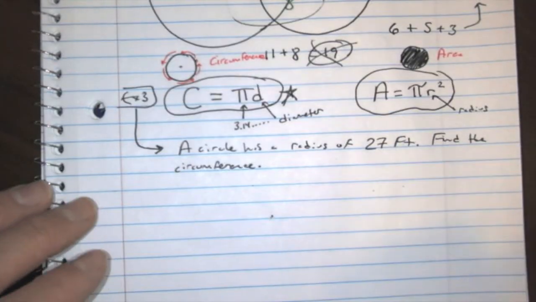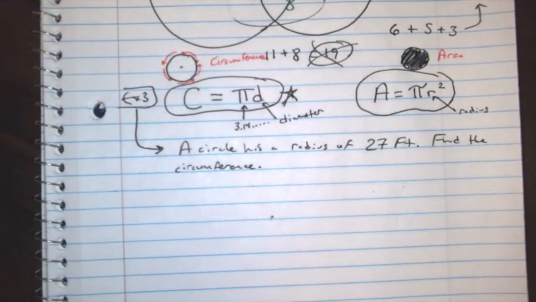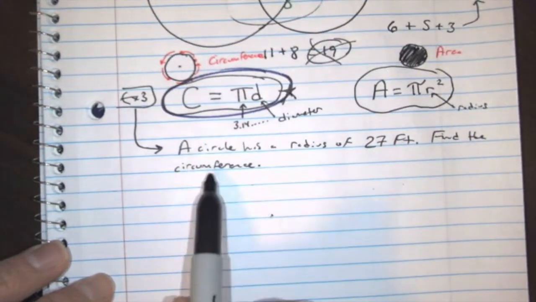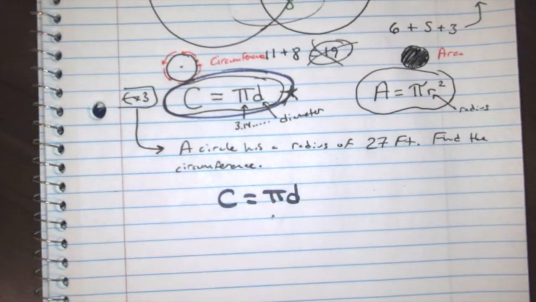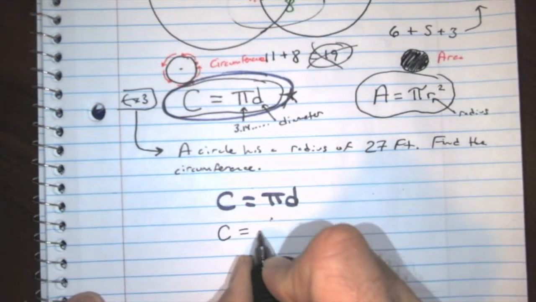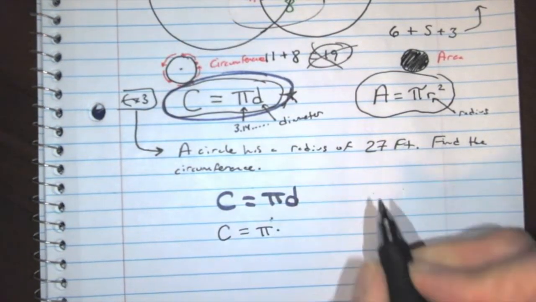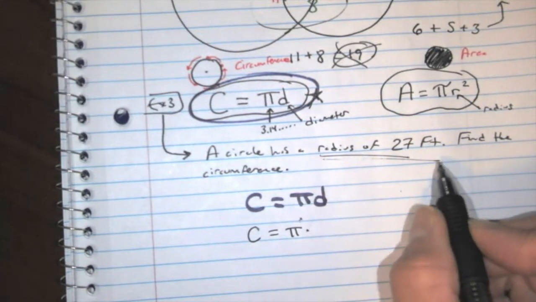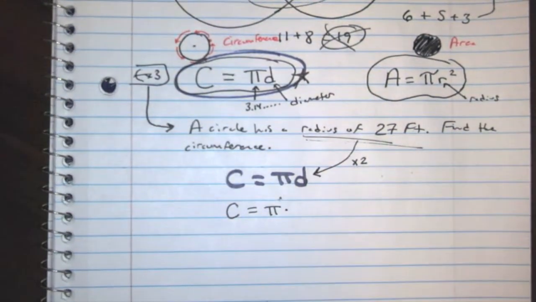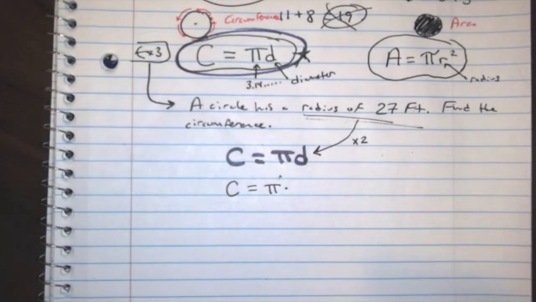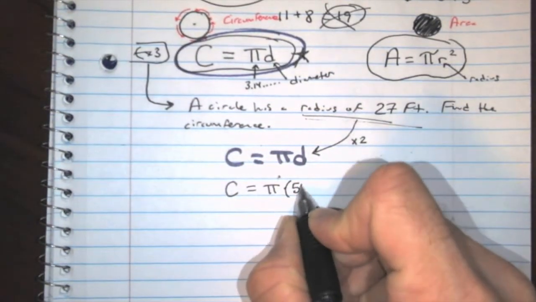Circle has a radius of 27 feet. Find the circumference. Folks, I'm going to use the circumference formula. You want to find the circumference? So C equals pi d. Circumference equals pi times, well, if the radius is 27 feet, hopefully you can figure out what the diameter is. Just multiply it by 2. Double the radius, that will give you the diameter. I believe it's 54 feet.